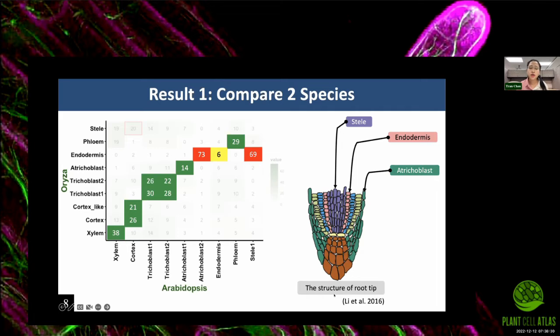We're showing the structure of the root tip. It's showing that the steel in purple was very close to endodermis in pink. It suggests that these two cell types are functionally alike. However, the endodermis was far away from a drygoblash. So currently, we don't know exactly why these two cell types share a lot of common OMG.